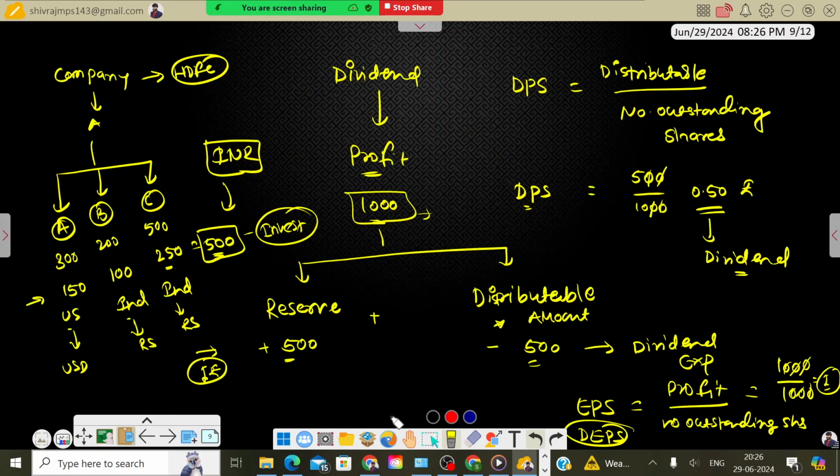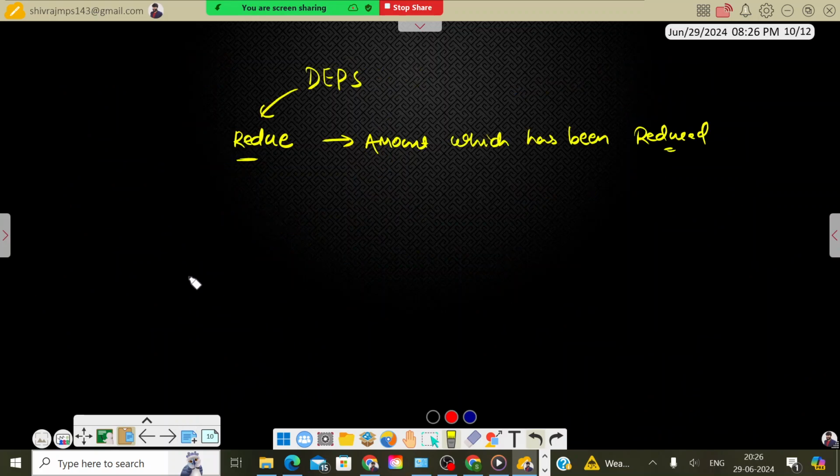See, in most of the cases, DPS and EPS both would be the same. In most of the cases that I'm talking about. So here also we consider the same thing, which is the total number of outstanding shares and total profit. So the formula would be total profit divided by outstanding shares. So it would be the same.